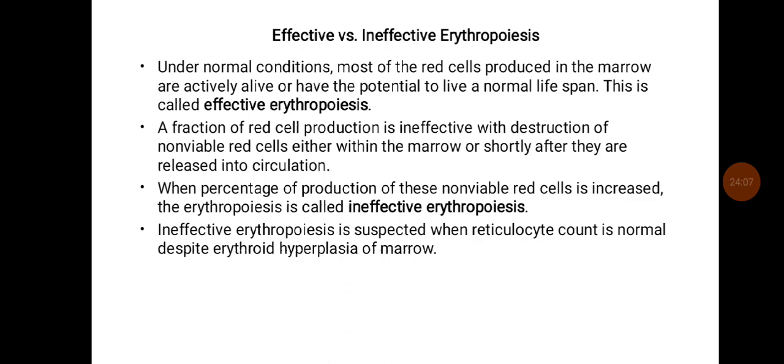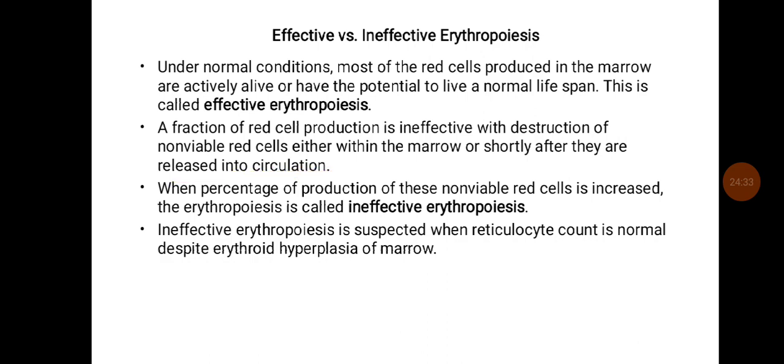Under normal conditions, most of the red cells are produced in the bone marrow and are actively alive or have the potential to live a normal lifespan. This is called effective erythropoiesis. A fraction of red cell production is ineffective, with the destruction of non-viable red cells either within the marrow or shortly after they are released into the circulation.